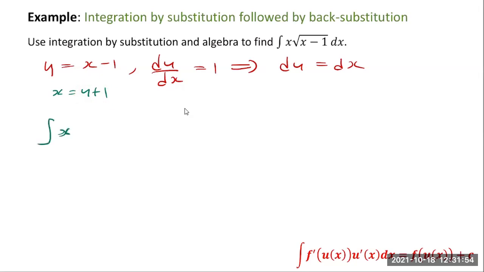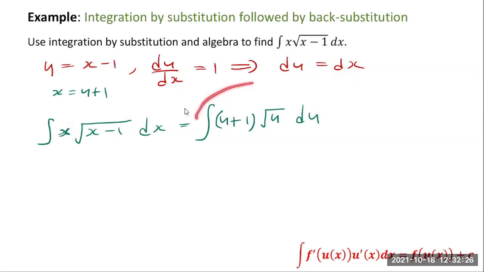Integration of x times the square root of x minus 1 dx is equal to the integration of... Remember, my x is nothing but u plus 1. I can replace this x by u plus 1, times the square root of u. Remember, x minus 1 is u, that's my substitution, times dx. dx is nothing but du; du and dx are equal. Now this is purely an integration in u.